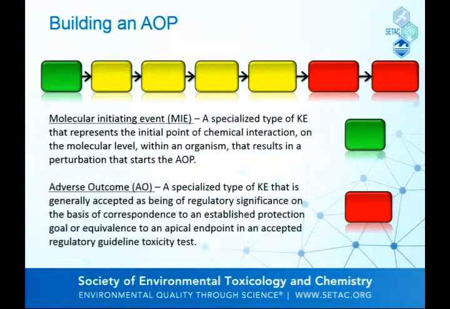The adverse outcome, again, is a specialized type of key event that's generally accepted as being of regulatory significance on the basis of correspondence to an established protection goal or equivalence to an endpoint that's currently accepted in a regulatory guideline toxicity test. We define it that way because we don't want to get into the decades-long debate about what actually constitutes adverse. This is a pragmatic, practical sort of definition for this. We want to convert it to something that people are comfortable making regulatory decisions on. If we get very high confidence AOPs, there may come a time when inhibition of an enzyme activity is enough to consider it adverse because we've got enough scientific understanding to say these are the outcomes we'll expect. But ultimately, we want to make that case.